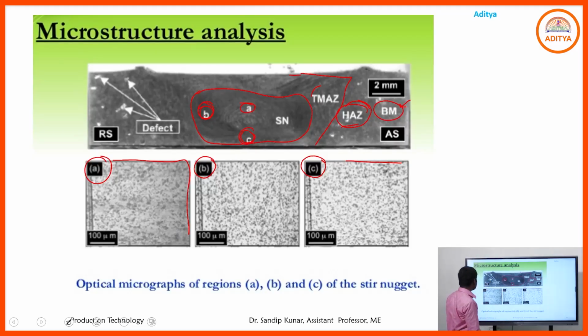Some defects occur due to welding: sometimes particles accumulate on the weld surface. That type of problem is called the spatter effect in welding cases. So that is some of the microstructure analysis of the weld zone.